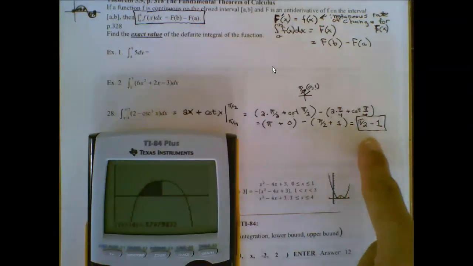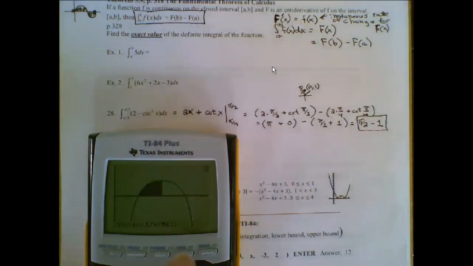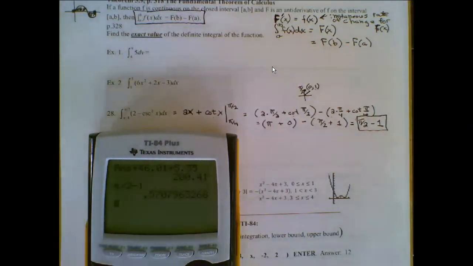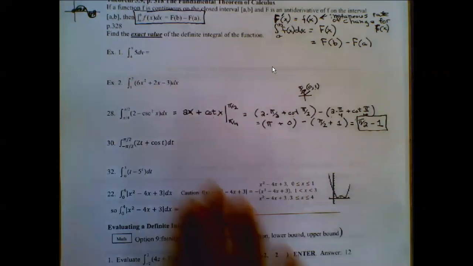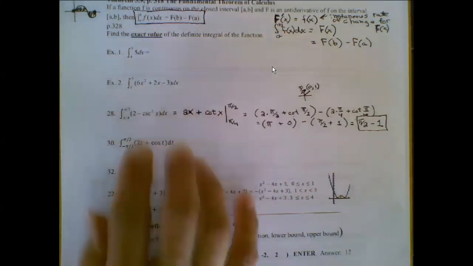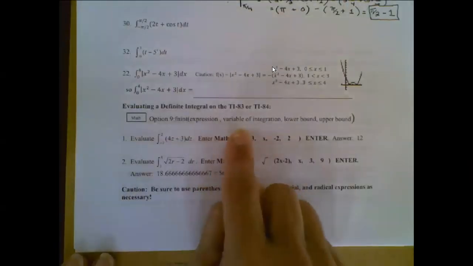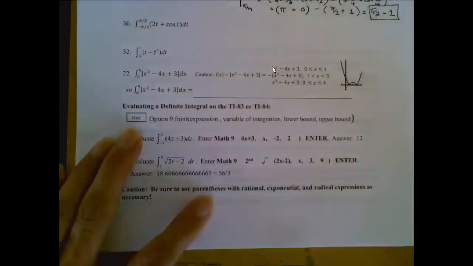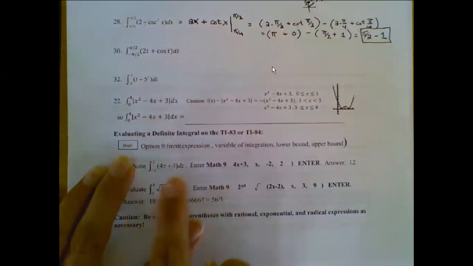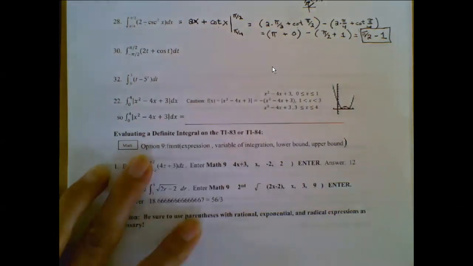Hey, one other thing, this decimal approximation's about 0.57. Well, let's check that with pi over 2 minus 1. Pi over 2 minus 1 is the same thing. All right, that's the fundamental theorem of calculus. Like I said, this is a different way to evaluate. Well, let me just show you. Let's do the same problem, but do it this way without graphing.